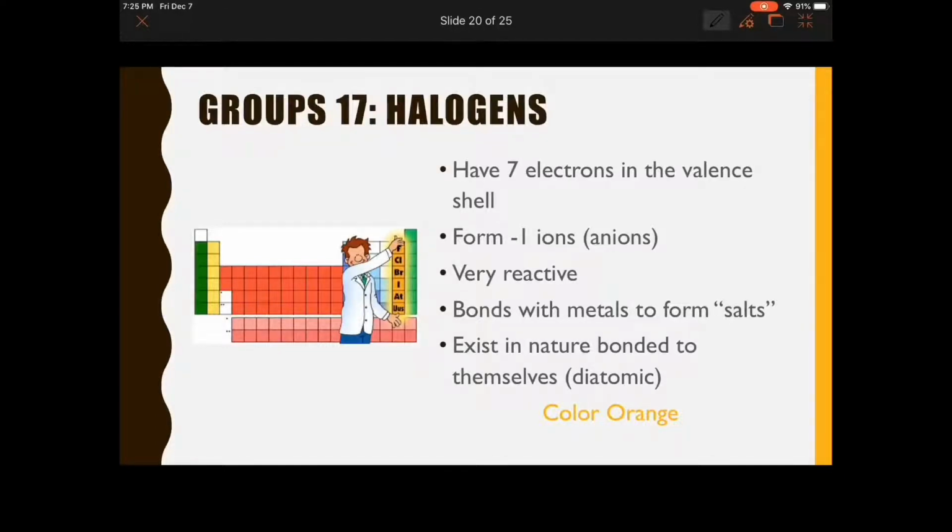Group 17. These are what we like to call the halogens. These have 7 electrons in their valence shell. They form -1 ions, or what we like to call anions, and they are very reactive. They bond with metals to form salts, and they exist in nature bonded as diatomics. Remember that little 7 we made? Almost every single one of the elements that we included in the 7 are in this group.